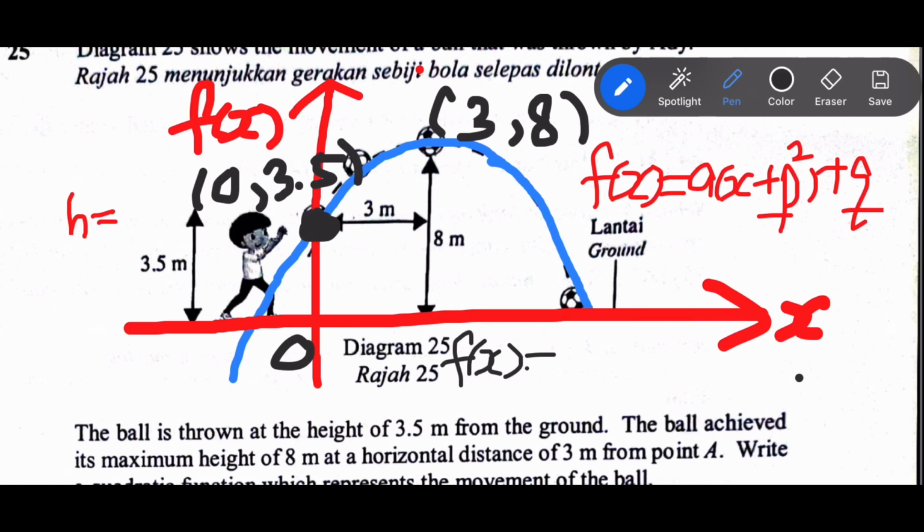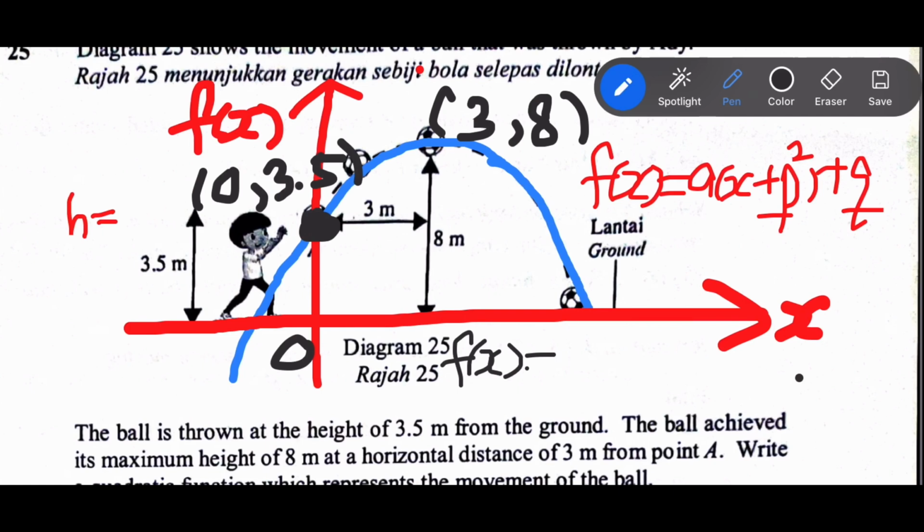This is called the completed square form, or you can call it the vertex form of the quadratic function. Then you should know how to plug into the equation. The p is actually the 3, but it must be negative, so p is negative 3, and the q is 8. So to solve this question, f(x) equals a, x minus 3 squared, plus 8. Then you substitute the one point given that you haven't used, which is 0, 3.5. You substitute into the function, y is 3.5 and x is 0, and you solve it to find a.